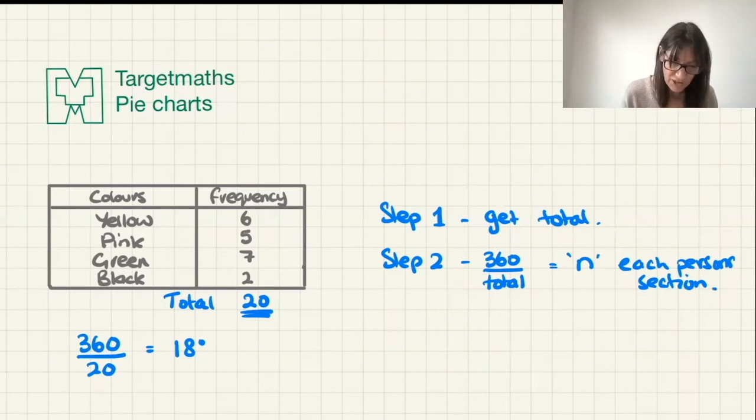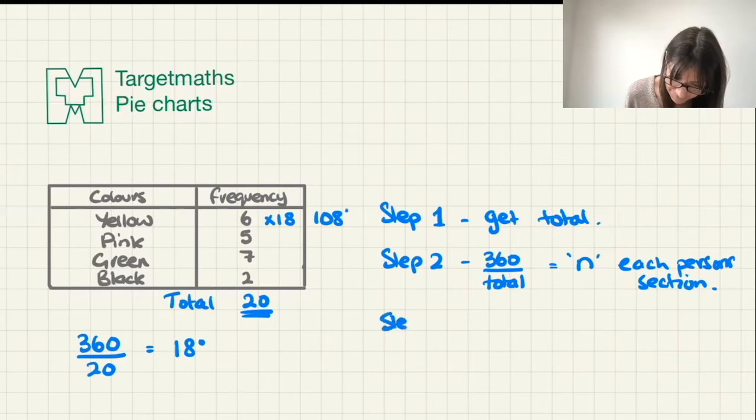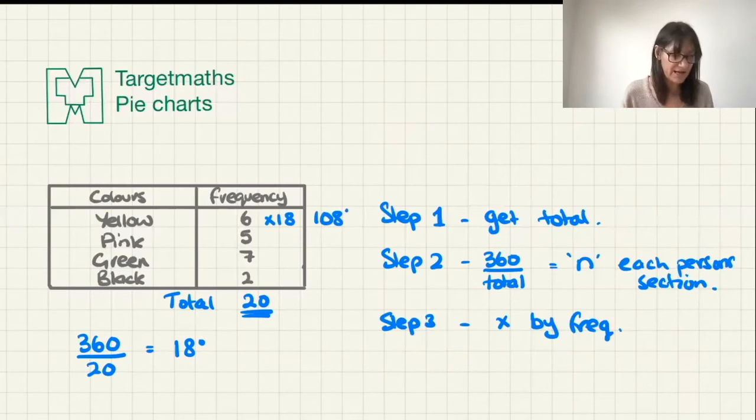thing. Okay, so to do that, I take my answer up to the frequency, I have 6 people. So 6 times 18 is the angle size for yellow. Okay. And 6 times 18 is 108. So I would be measuring 108 degrees, and that would be the section for yellow. So step 3, okay, is you times by the frequency to get your total angle size. And you would do that every time. So I'm going to times all of these by 18.